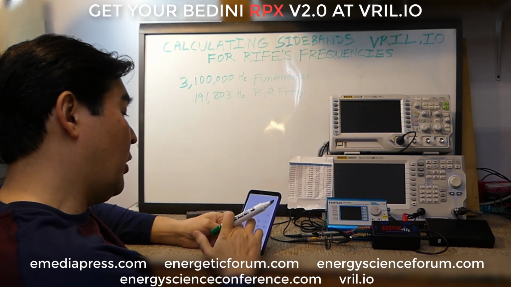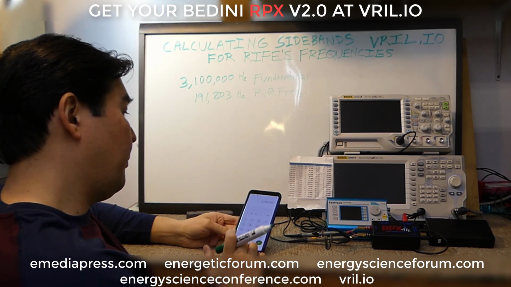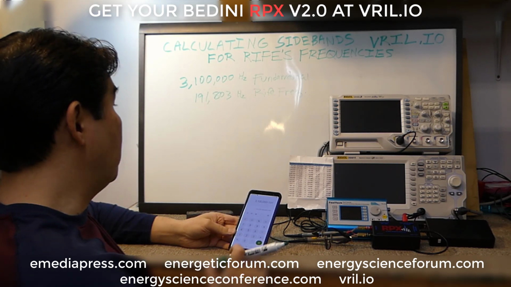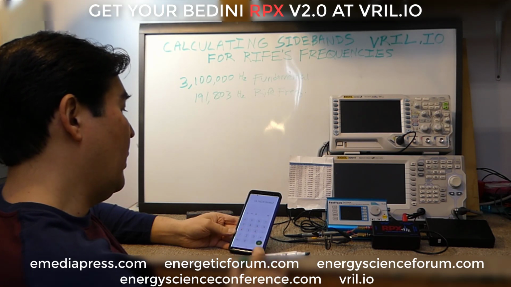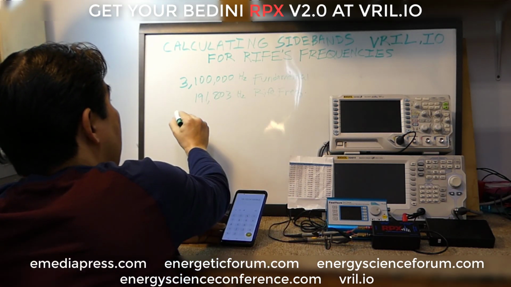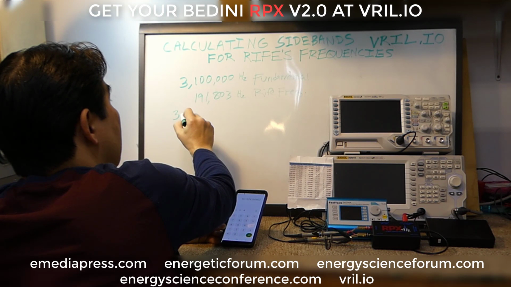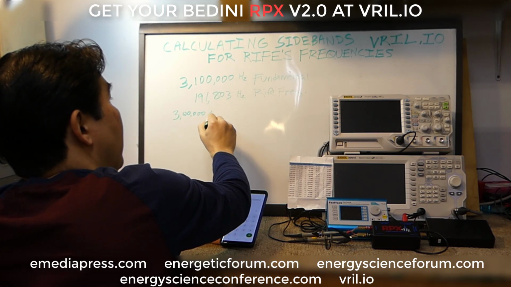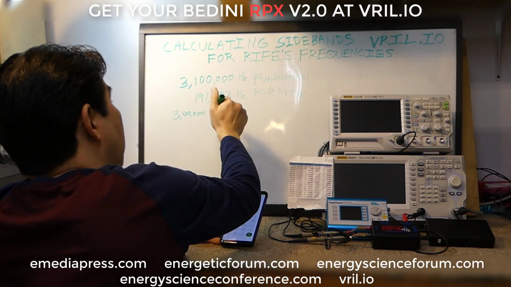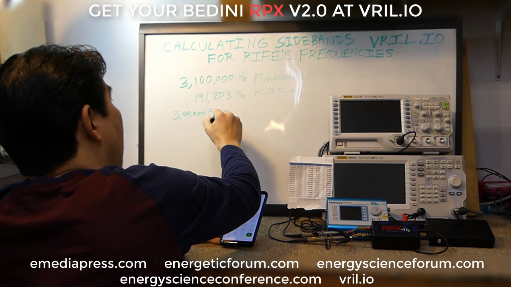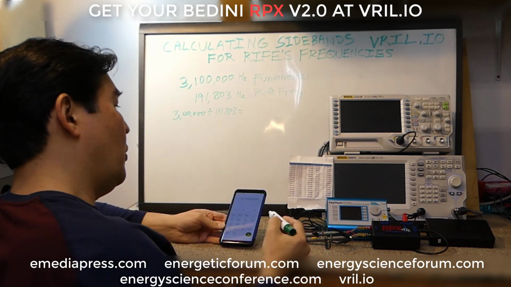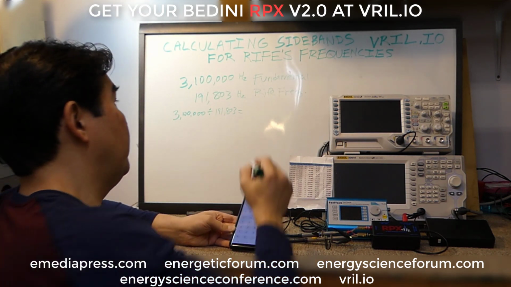So what we're going to do is take 3,100,000, and we're going to divide that by the desired frequency of 191,803. Okay, so if we take 3,100,000, I'm just making sure we have enough space here. Sorry, not going to multiply. We're going to divide it by 191,803, and that's going to equal 16.16.